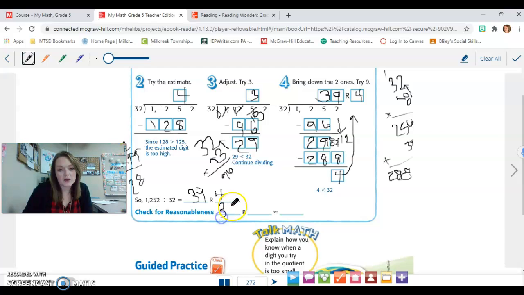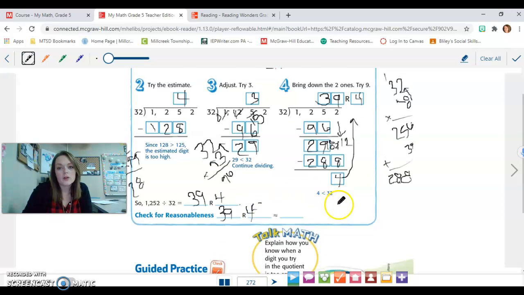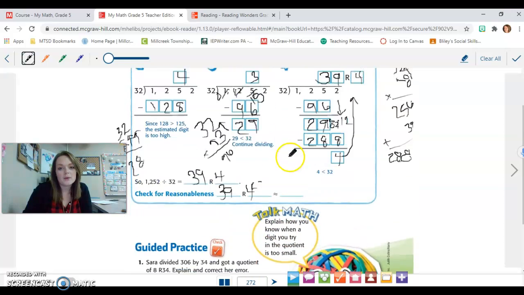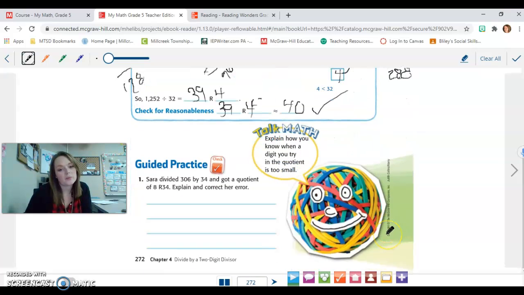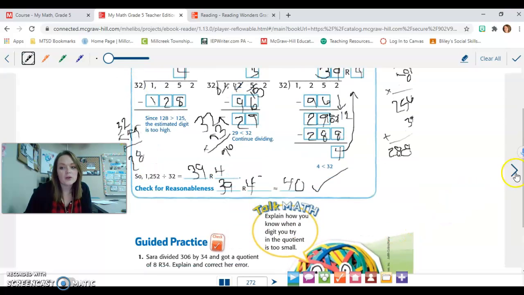Is 39 remainder 4 close to our answer up top? Yes. Our estimated answer was 40. 39 remainder 4 is very close to 40. Our answer is reasonable. Okay, I would like you to try the practice problems for your assignment.